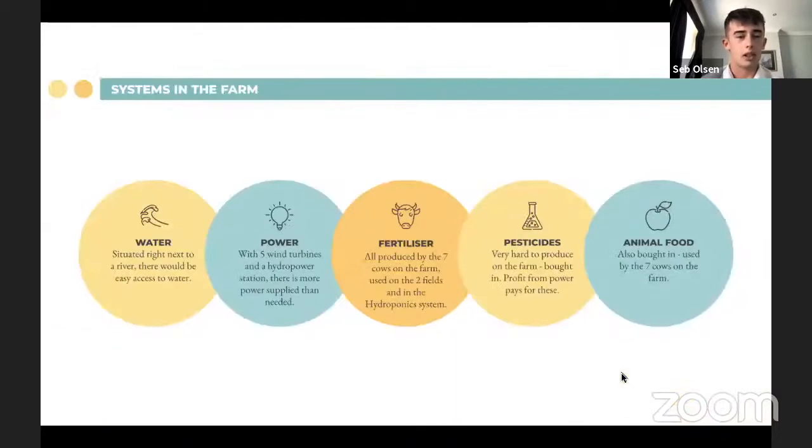As you can see here, I've got the systems in the farm. The water situated right next to a river, there'll be easy access to it. And power with 5 wind turbines and a hydropower station. There's a lot more power supplied than was needed.